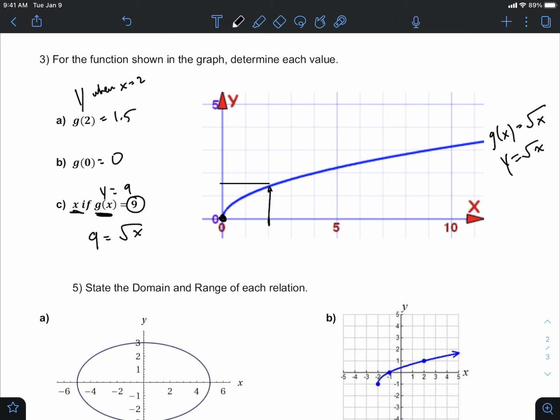So if I ask you, what is the value of x when y equals 9? How would you solve for x here? It's square rooted on the right. What would you do to get rid of that square root? What's the opposite of square rooting something? Exponent. Exponent to the power of what, though? 2. Squaring it. So the opposite of square rooting is squaring, right? So I could take this and square both sides, and I would see, okay, x equals 81.